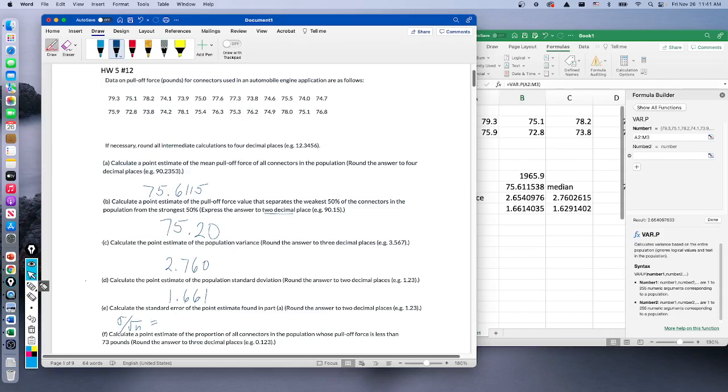So if you're following this process, take our standard deviation, 1.661, divided by the square root of 26 pieces of data, and that gives us 0.3257. They want 2 decimal places, so that 2 goes up to a 3.